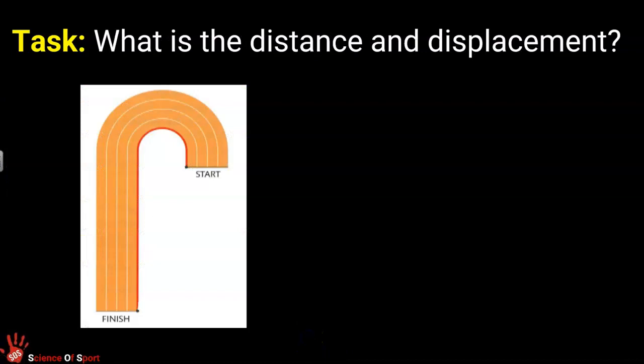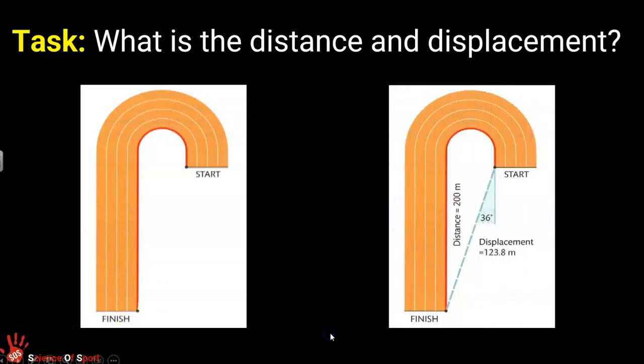Similarly, here's a 200-metre event. So question would be, what is the distance the athletes travel? Well, they run round the track and they end up at the finish line and they cover 200 metres. However, if you ask what's the displacement the athletes have travelled, you would need to measure directly from the start along the dashed line to the finish, which, as you can see, is about 123.8 metres. The distance is all the way around, the exact distance that they cover, 200 metres.